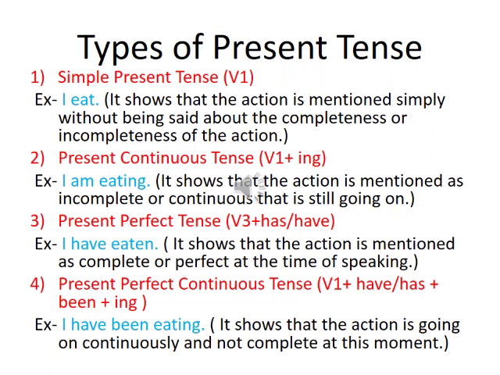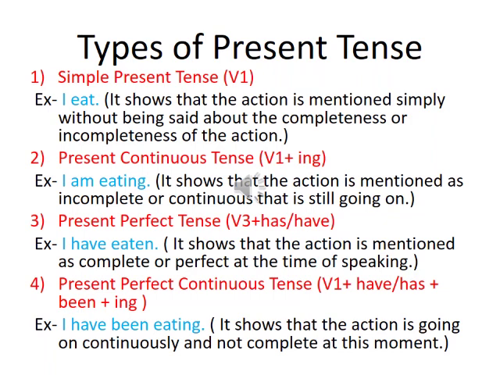Present perfect tense. We are using the third form of verb plus has or have. We will understand this with an example. I have eaten. It shows that the action mentioned in this sentence is complete or perfect at the time of speaking.